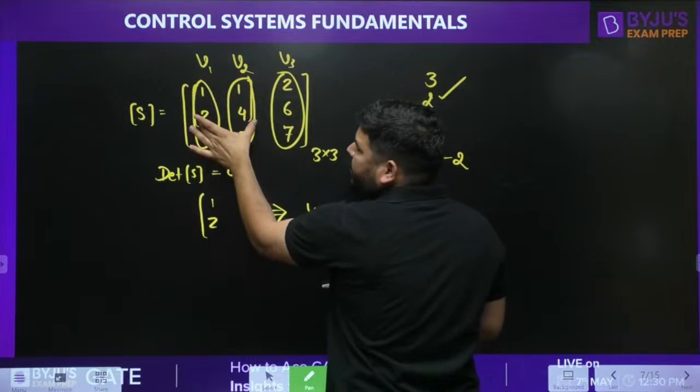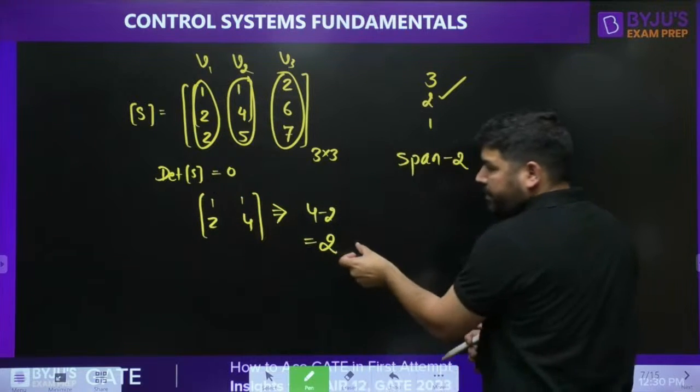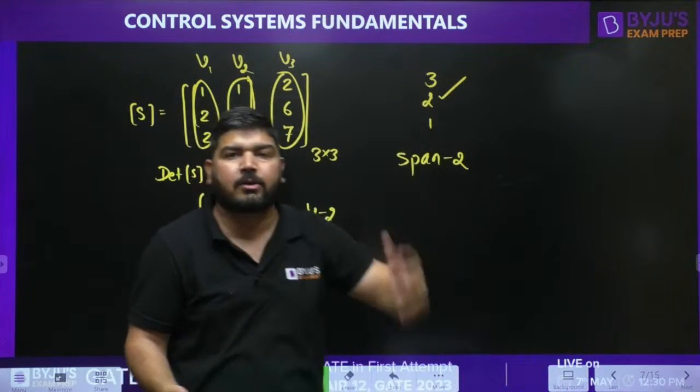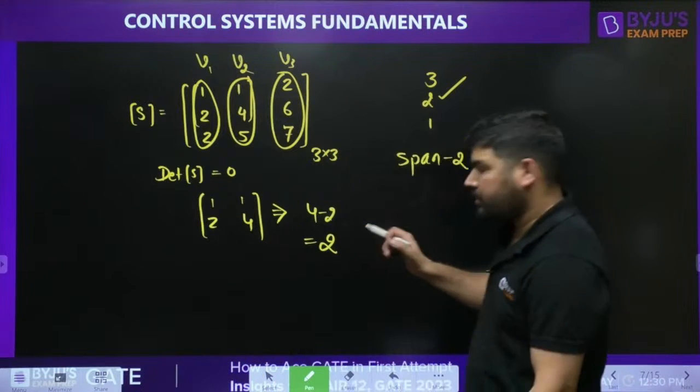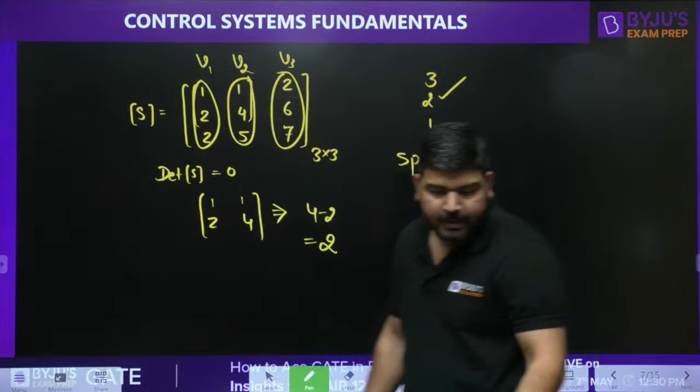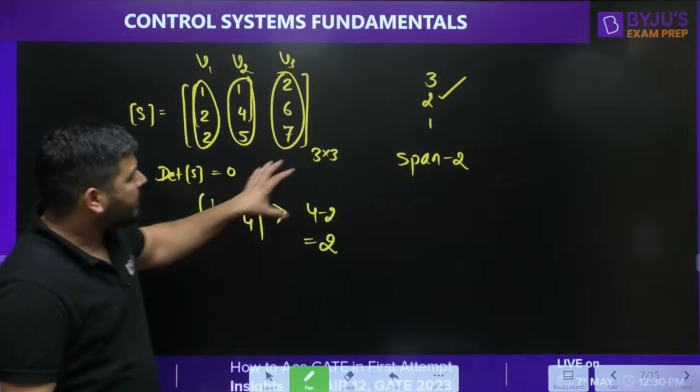So I have selected this 2 by 2 matrix first, and I got a non-zero determinant. If you get a non-zero determinant, you don't need to check other 2 by 2 matrices. If any one has a non-zero determinant, the rank is equal to 2. You can directly say that the rank is 2. Okay. So that's why the span is 2.